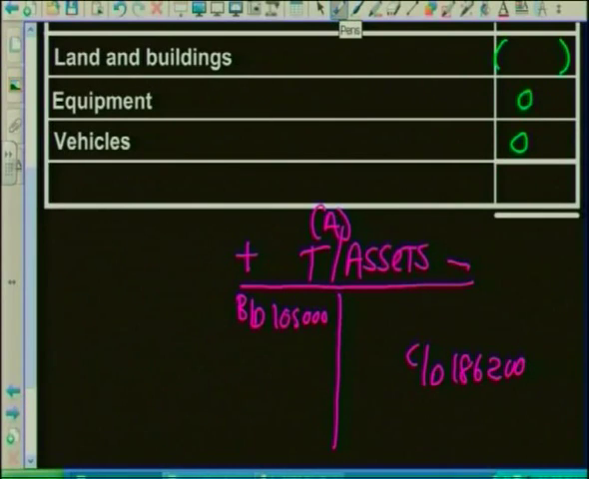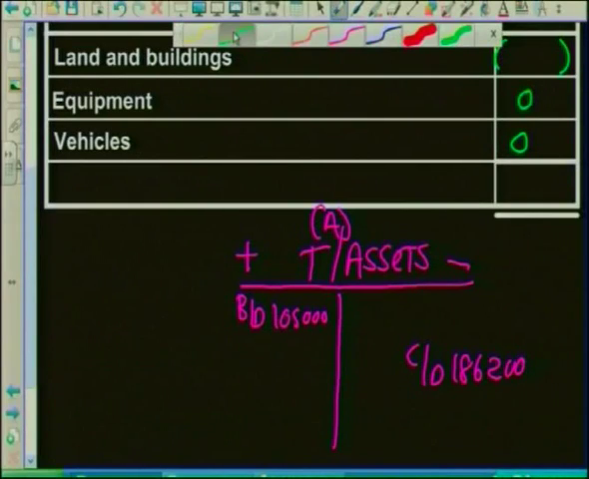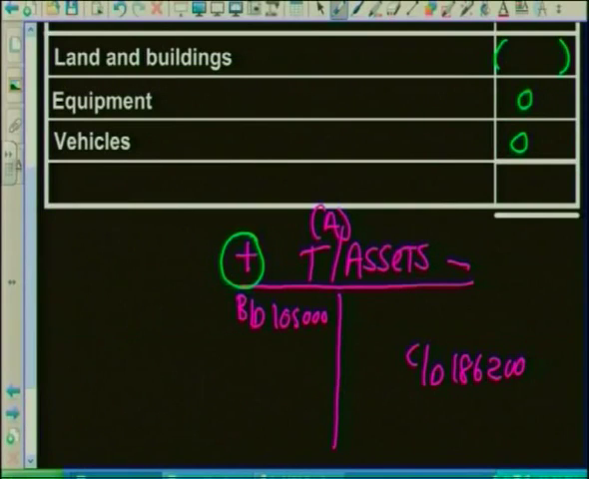186,200. Right, what I'm trying to do is construct a T account that's going to help me calculate how much land and buildings was purchased. So I've got my balance at the beginning of the year, I've got my balance at the end of the year. Right, back to this T account. Now, what I want to do is change the color quickly. There we go. What increases tangible assets?